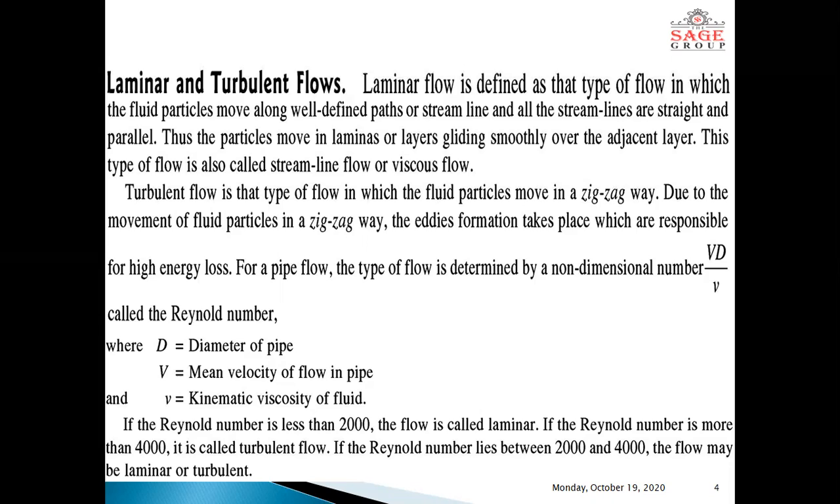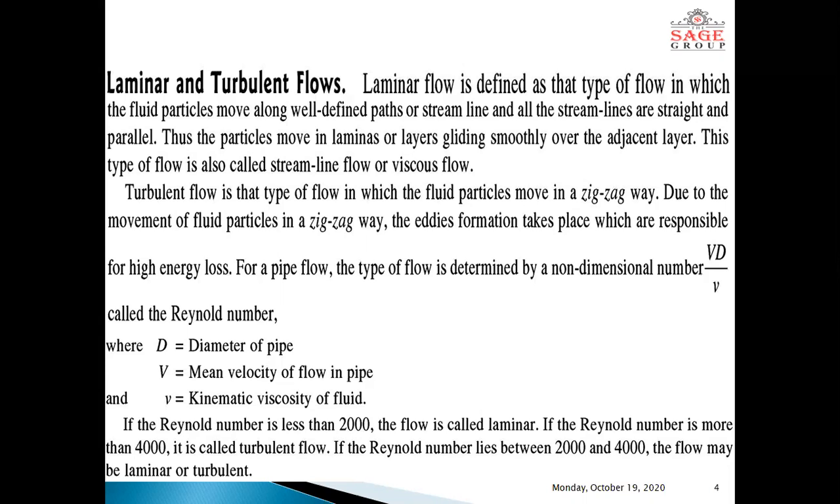Due to the movement of fluid particles in a zigzag way, eddy formation takes place, which is responsible for high energy loss. For a pipe flow, the type of flow is determined by a non-dimensional number V d upon nu, called the Reynolds number, where d is the diameter of the pipe, V is the mean velocity of flow in the pipe, and nu is the kinematic viscosity of the fluid.